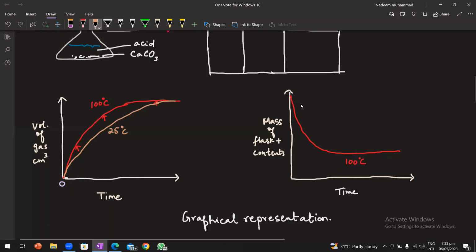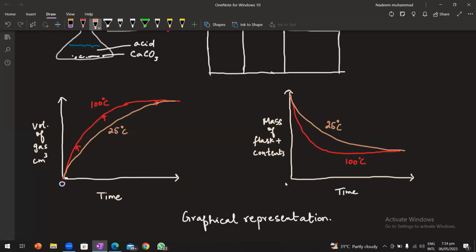The same kind of falling curve you will get at lower temperature, like this. The rate of reaction would be slow. So this is the graph that you will get at lower temperature.